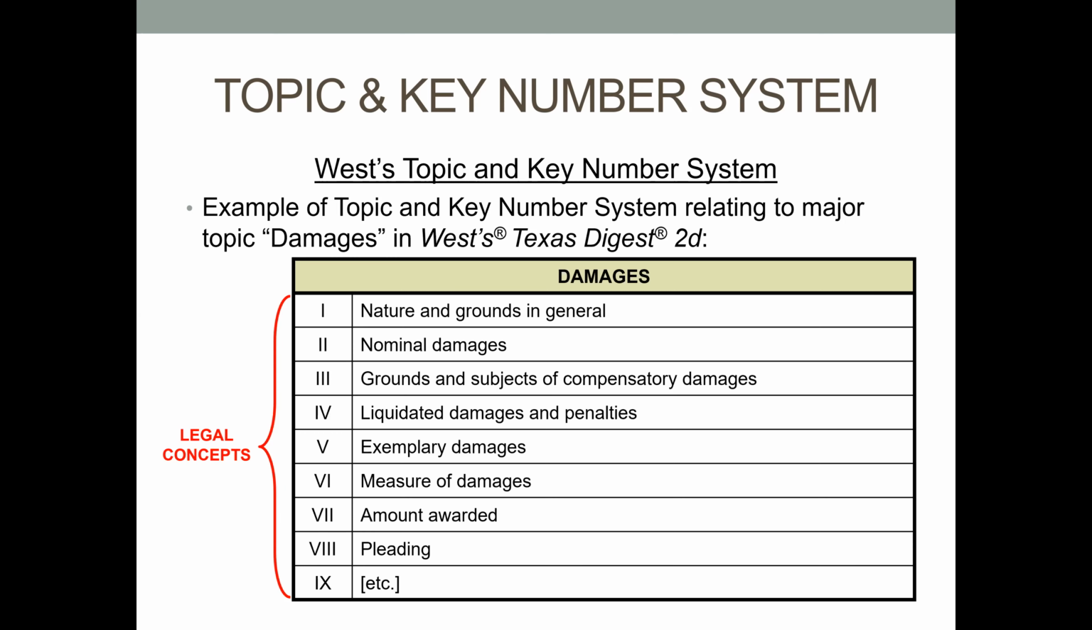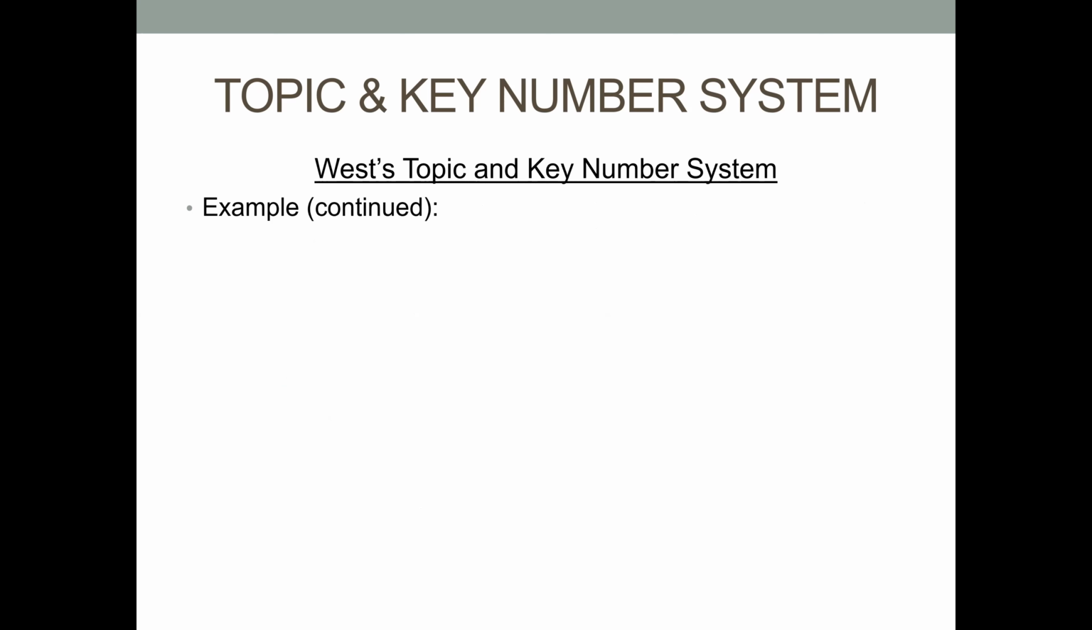Let's say that among these legal concepts of the major topic damages, you are most interested in compensatory damages. Compensatory damages is an amount of money awarded to a plaintiff in a lawsuit to compensate that plaintiff for the harm caused by the defendant. So this is the third legal concept into which damages has been subdivided. So let's zoom in on this and see how this was further subdivided.